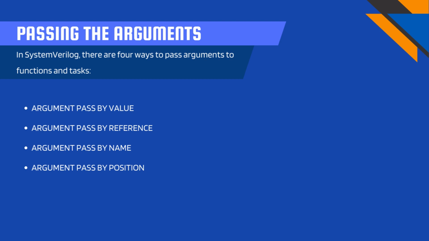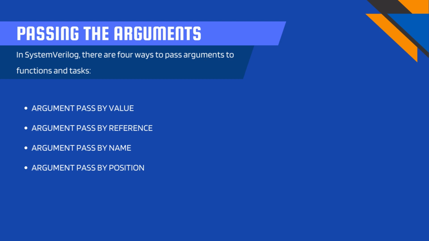Third, we have argument pass by name. When a variable is passed by name, the variable name is passed to the function, and the function can access the variable using the name. However, this method is not commonly used in SystemVerilog.